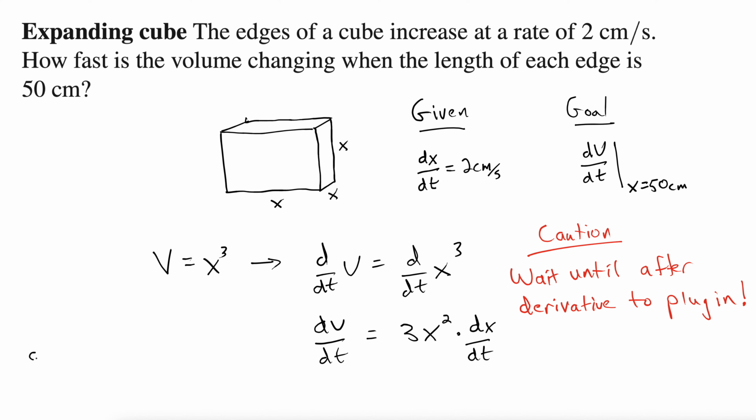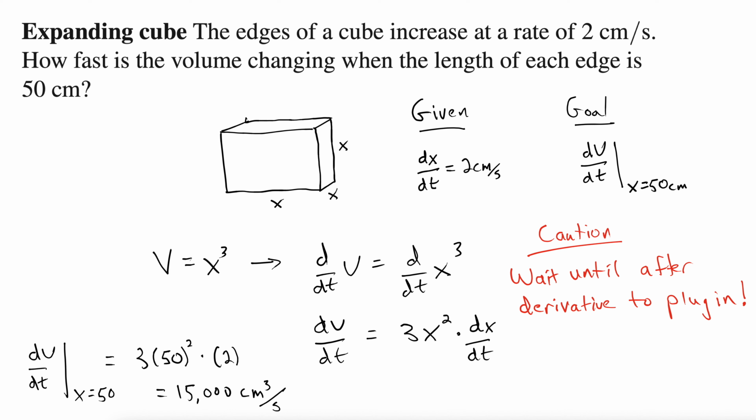Let's go over here to the left. We have dV/dt evaluated at x equals 50. I'm just going to stop writing the units. Okay, that is 3 times 50 squared times dx/dt. Well, we know that dx/dt is 2 centimeters per second. If we compute that out, we get 15,000. And then our units would be volume per time. You could look at dV/dt, units of volume, centimeters cubed per time, second in this case.